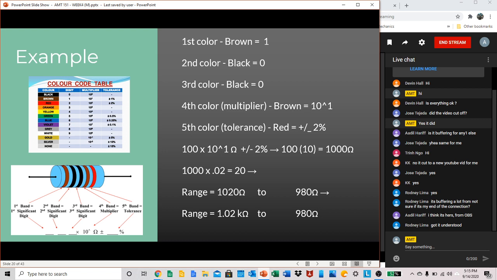Okay, so anything over 1,000 ohms, we always want to see if we can convert that. You know, if we had it in 1,000,000 ohms, we would convert it to megaohms. So we want to convert that to 1.02 kiloohms to 980 ohms. That's the range of our resistor. The nominal value is 1,000 ohms, but it can be in limits anywhere from 1.02 kiloohms to 980 ohms.